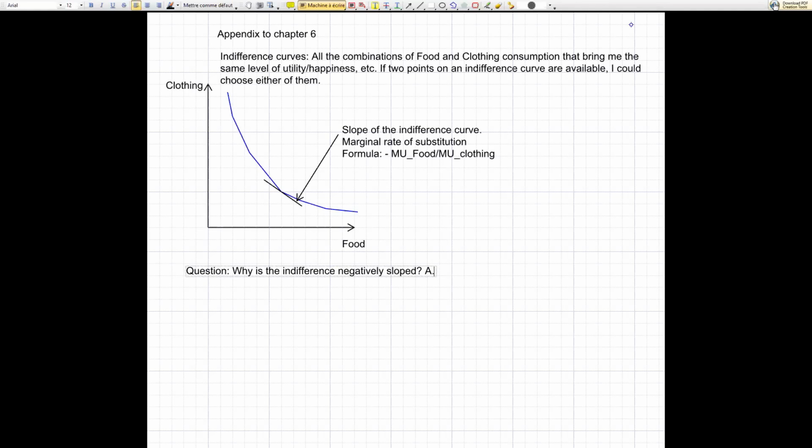People either eat a lot and are dressed lightly, or are dressed a lot and they don't eat. Is that it? Okay, the other one: when food utility increases, cloth utility decreases. Not exactly. I like having utility by dressing, and I like eating too. So go back to what an indifference curve is.